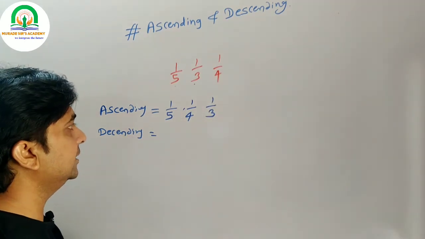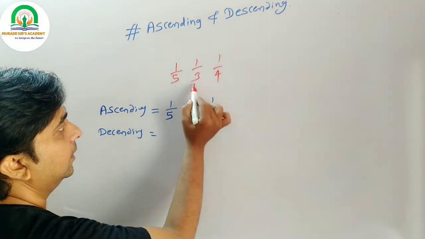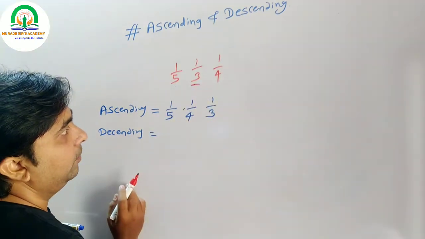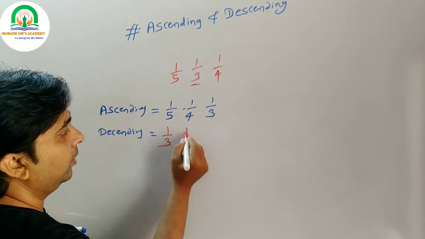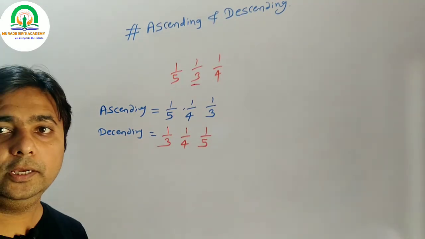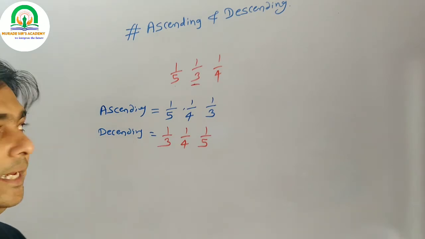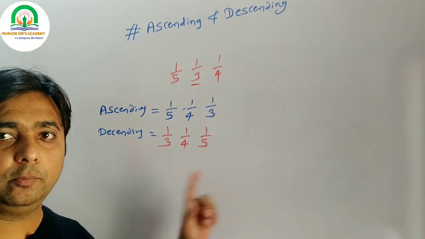Okay, and descending means who is the greatest? The number having the smaller denominator is the greatest: 1 upon 3, then 1 upon 4 and 1 upon 5. Okay, in this way we decide ascending and descending for same numerator and same denominator.